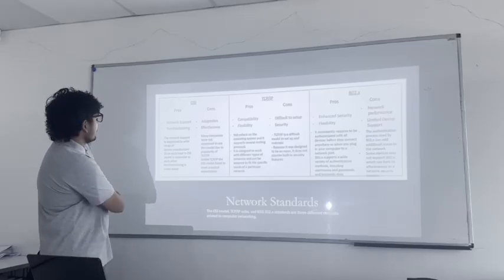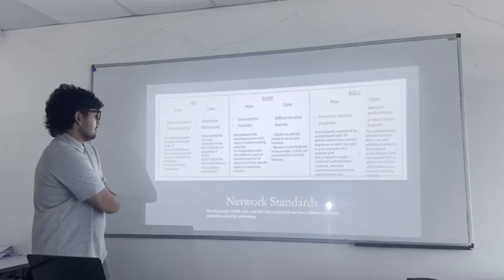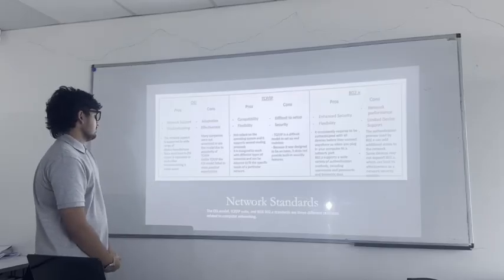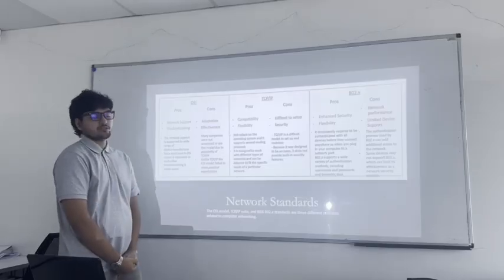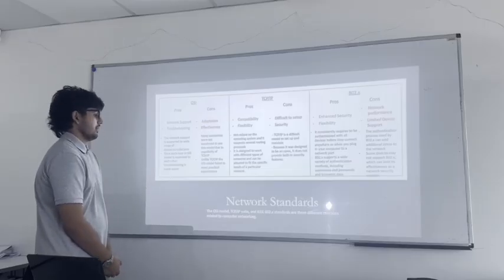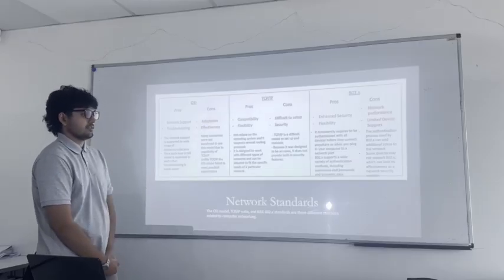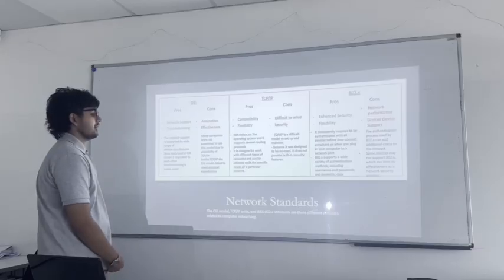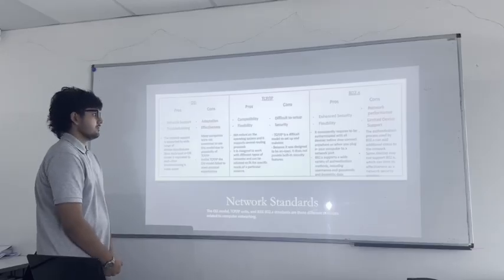Troubleshooting. Since each layer in the OSI model is separated to each other, troubleshooting is made easier. So if there is an issue, let's say in the network standard, since it has 7 layers, you can easily identify where it is and then take action.